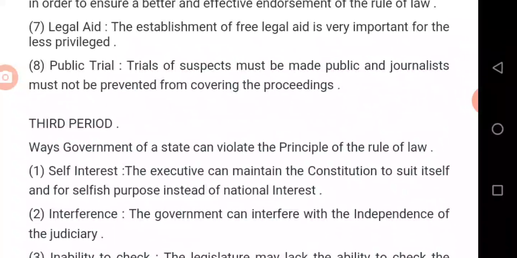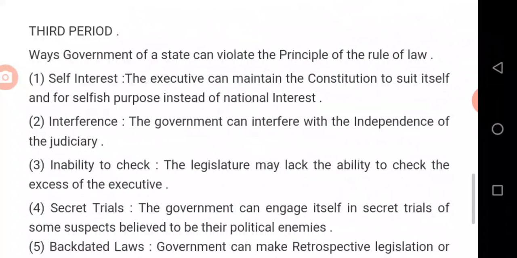Ways government of a state can violate the principle of the rule of law. 1. Self-interest. The executive can maintain the constitution to suit itself and for selfish purpose instead of national interest. 2. Interference. The government can interfere with the independence of the judiciary. 3. Inability to check. The legislature may lack the ability to check the excess of the executive.